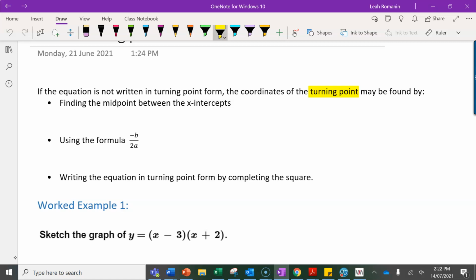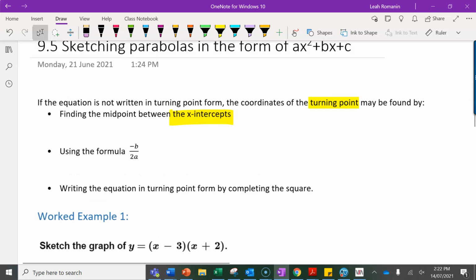You can find the midpoint between the two x-intercepts. So that turning point is going to be directly in the middle of your two x-intercepts. So if you have your intercepts, you can find the x-coordinate of the turning point by finding the midway point between the two x-intercepts.